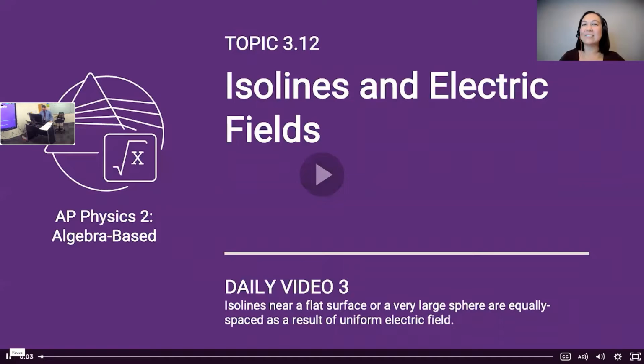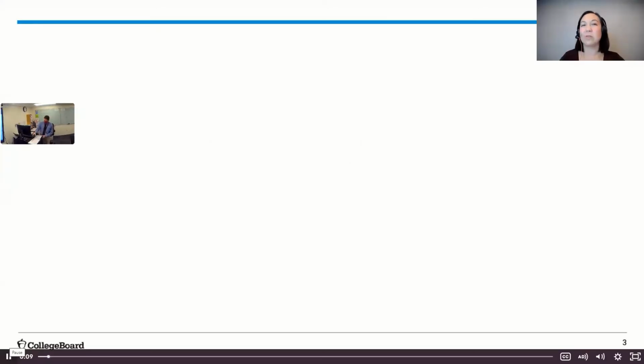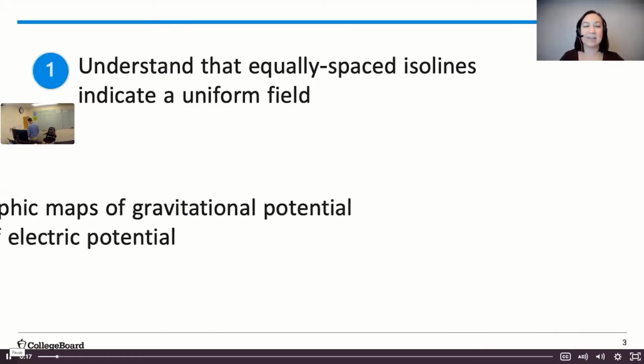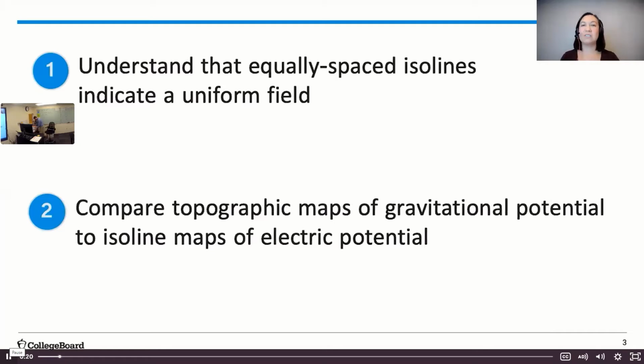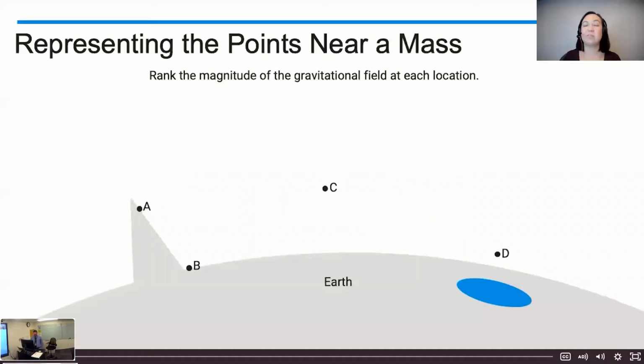From Glastonbury High School in Glastonbury, Connecticut. Today we're going to be talking about when we have uniform fields. When I have a uniform field, we get equally spaced isolines, and that happens in several different ways. We can use topographic maps of gravitational field to compare those to the isoline maps of electric potential. So let's take a look at the gravitational example first.